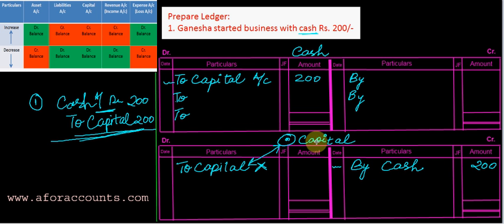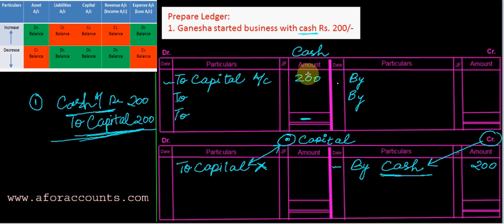You can also see that capital account is being credited by 200 here. So you are crediting the capital account by 200, and what is coming in? Cash is coming in. So you have to mention the name cash. Once you have done with all the postings, what you have to do? You have to take a total.